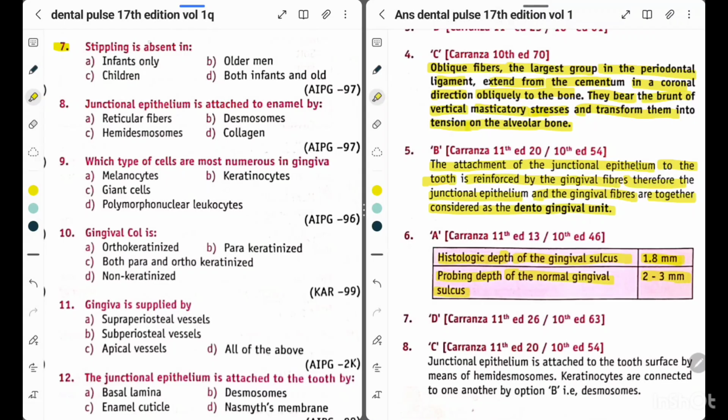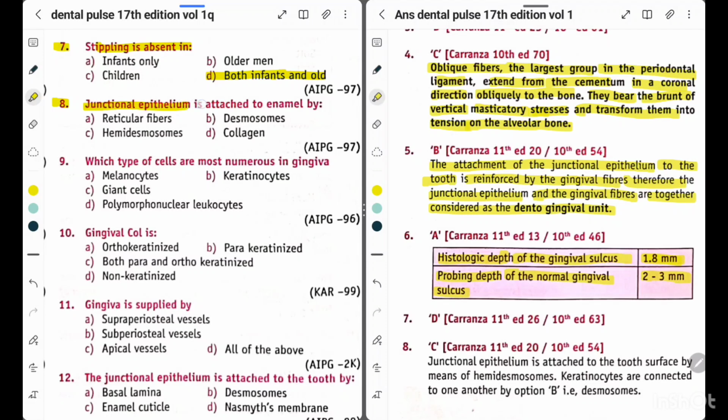Now question 7. Stippling is absent in option A, infants only, option B, older men, option C, children, or option D, both infants and old. So its answer is option D, both infants and old. We have studied about it in question number 1. Okay, so its answer is both infants and old. Question 8.